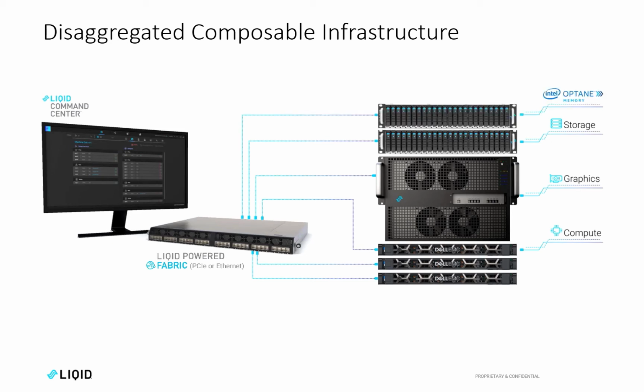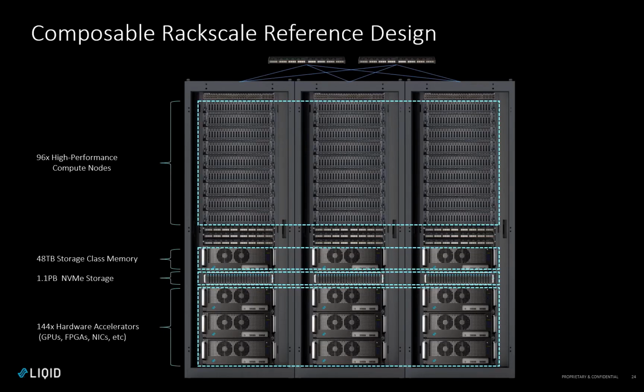Same thing with memory. We work closely with Intel. We have trays of Optane memory. We can compose memory dynamically on the fly to these compute nodes by leveraging Intel Optane over a low latency PCIe fabric. How do we do what we do in very large scaled out deployments?